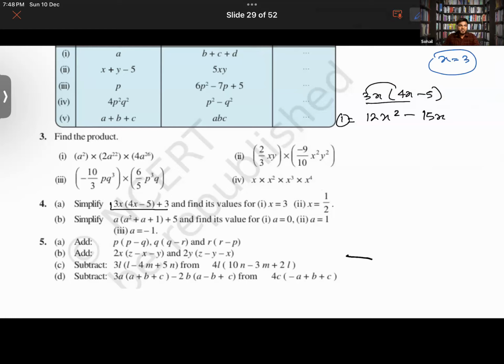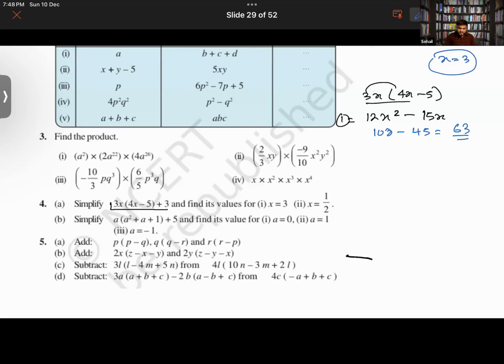So 108 minus 45. Okay, 108 minus 45, that is correct. And thereby later on it becomes 63. Yes, 63, right? Okay, now.